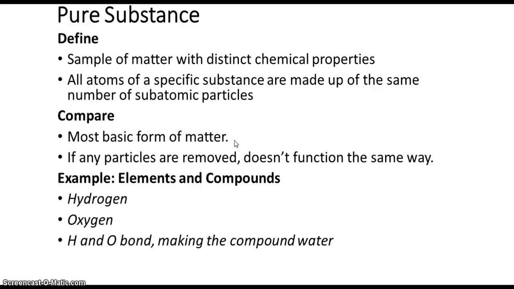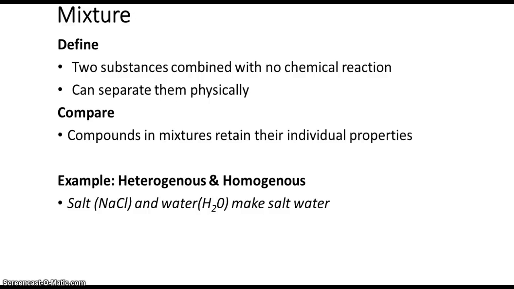So examples of things that are pure substances, we have elements and we have compounds. Elements are straight off the periodic table. Compounds are chemical combinations of multiple elements. So hydrogen is an example that comes straight off the periodic table. Oxygen comes straight off the periodic table. Those are both elements. And when hydrogen and oxygen bond, they make the compound water. So hydrogen and oxygen both being elements, they can make water and still be a compound. Or they can combine with other things and become mixtures.